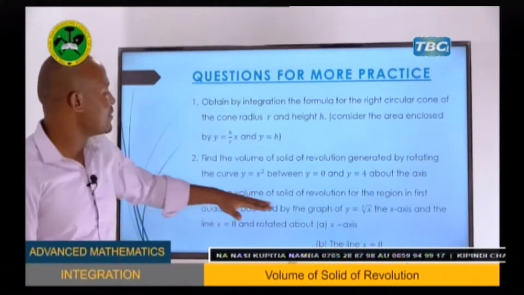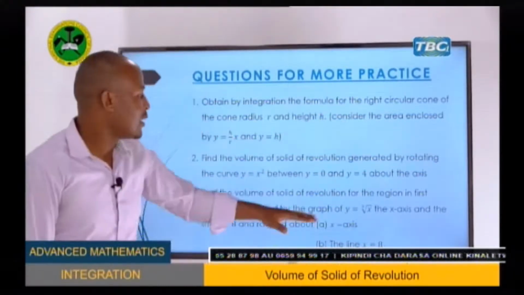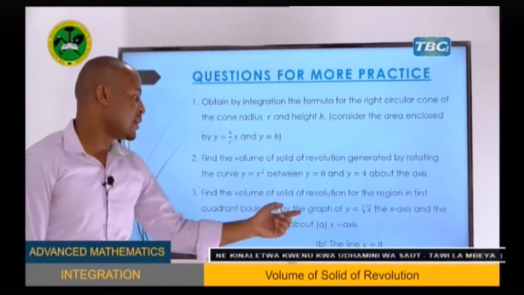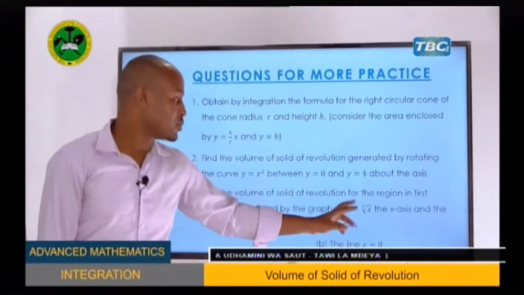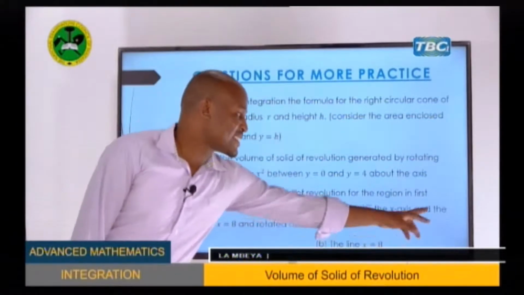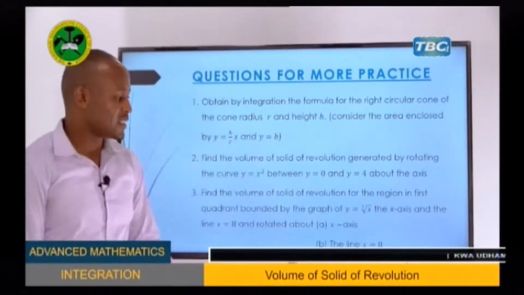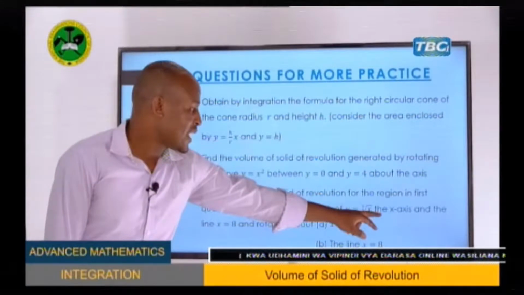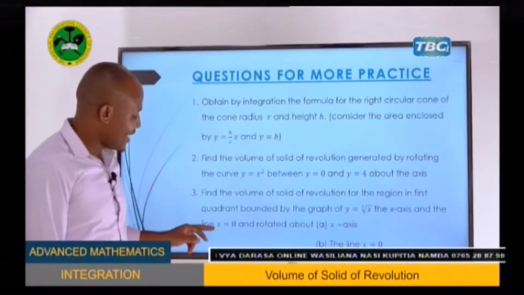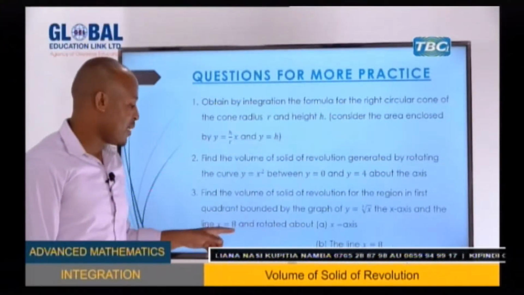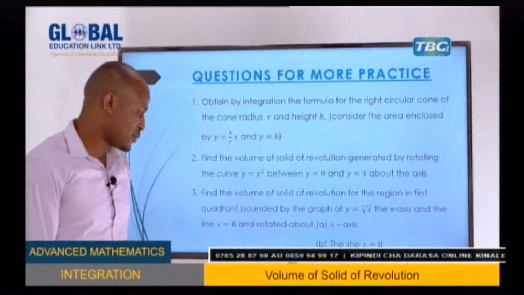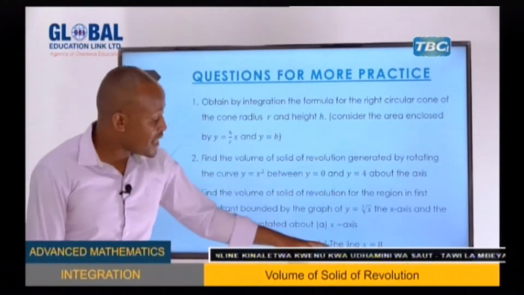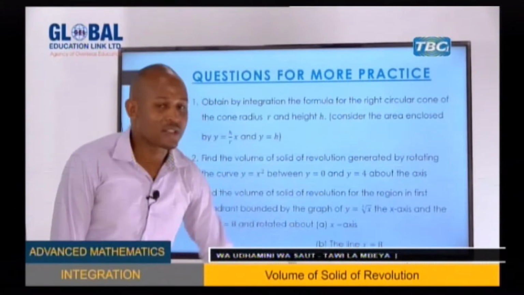The third one says find the volume of the solid of revolution generated for the region in the first quadrant bounded by the graph of y is equal to the cube root of x, the x-axis, and the line x is equal to 8. Here the limits and the function were stated. Please remember those, they are the very basic hints for you. And this is rotated, first about the x-axis, and the second time around the line x is equal to 8.